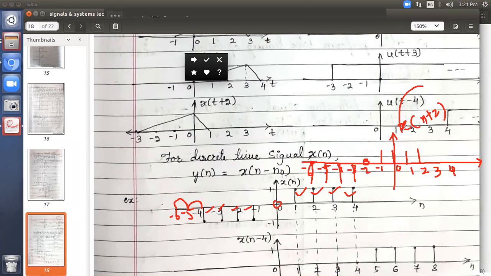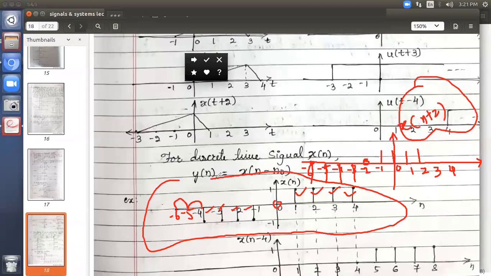I think x of n plus 2, I had asked you to solve. I had asked you to try at least. This is the given x of n. If you observe x of n, how many samples does it have? Minus 4, 1, 2, 3, 4, including 0, 5, 6, 7, 8, 9. So the range is from minus 4 to plus 4. Some 9 values you have. At 0, 0 value. So totally 9 values. So if you shift n plus 2, total 9 values should be there.